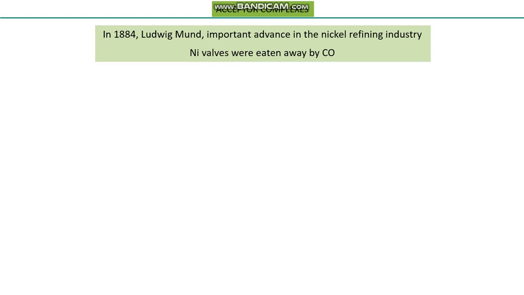So they were aware that carbon monoxide is produced inside the chemical process, and probably this carbon monoxide is responsible for decay of the nickel valves. And after some time, they were compelled to replace the nickel valves because of leakage of certain industrial effluents or gases at unwanted places.